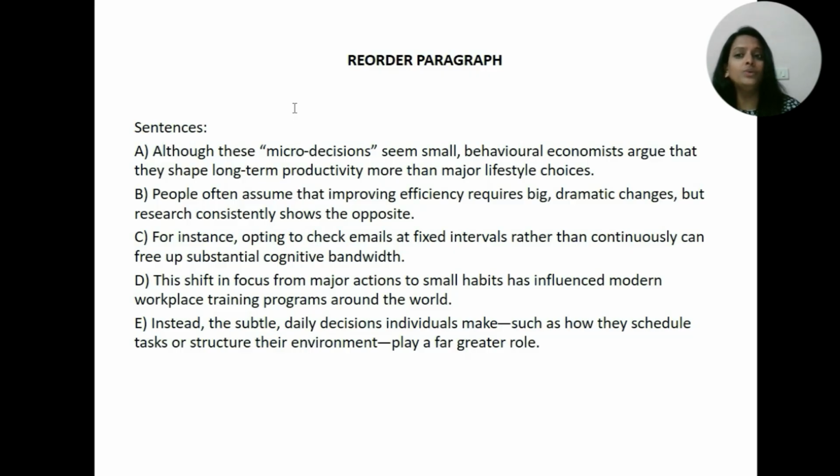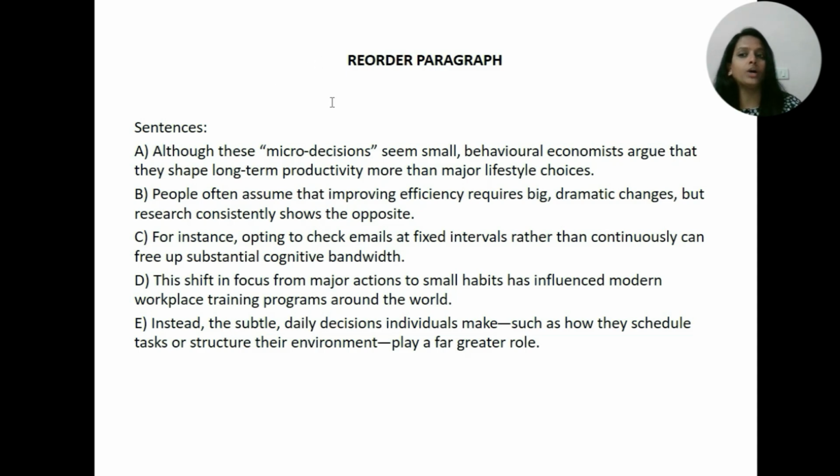And also, which is adding supporting examples. Still we are in layer 3, but adding supporting examples or reasons. So sentence C, if you look here: "For instance, opting to check emails at fixed intervals rather than continuously can free up substantial cognitive bandwidth." "For instance" is a classic example indicator. So the fourth sentence is sentence C.